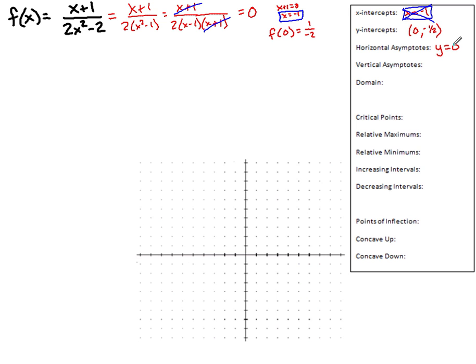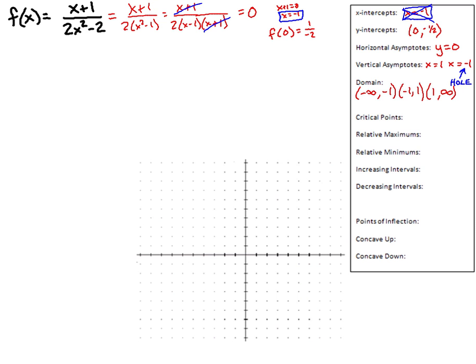Vertical asymptotes are when the bottom equals 0. So in our factored form, we should have x equals 1 and x equals negative 1. But again, this guy factored out. That means that this is not an asymptote. This is actually a hole in the graph instead. In our domain then, we just use our asymptotes, our domain errors, so negative infinity to negative 1, negative 1 to positive 1, positive 1 to positive infinity.